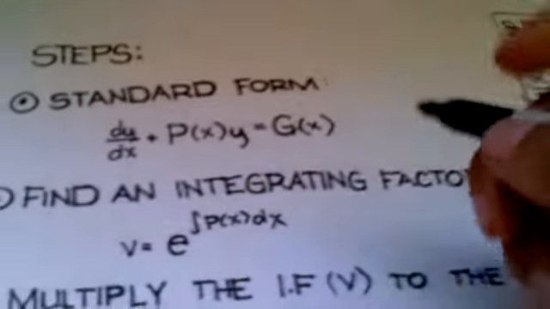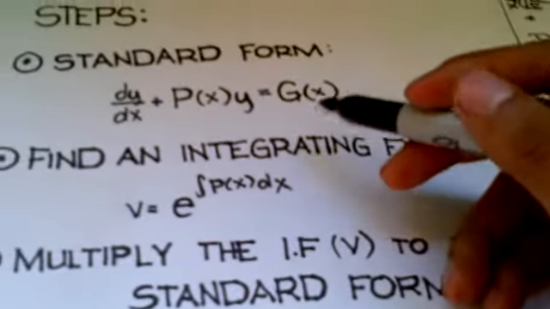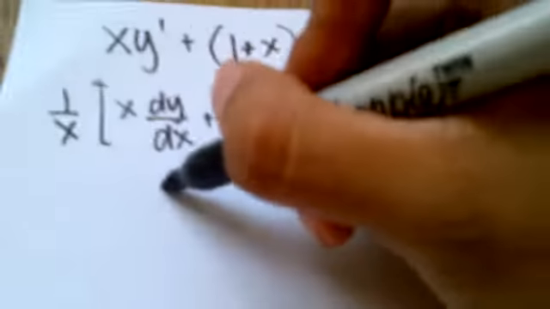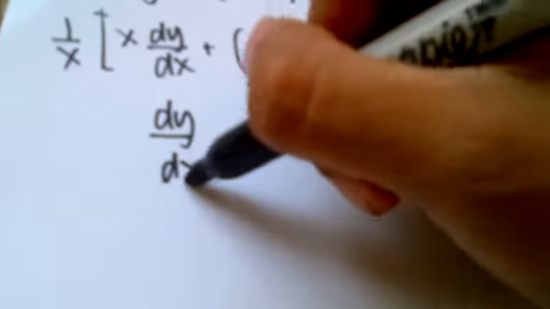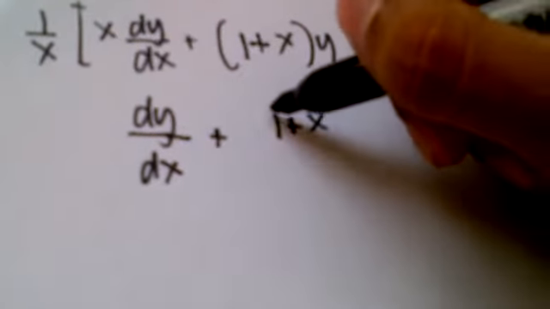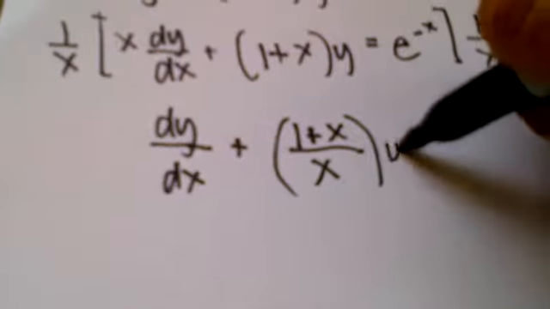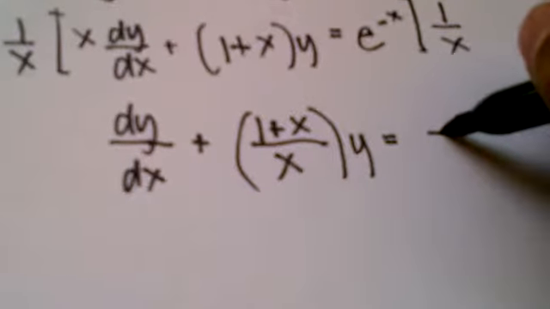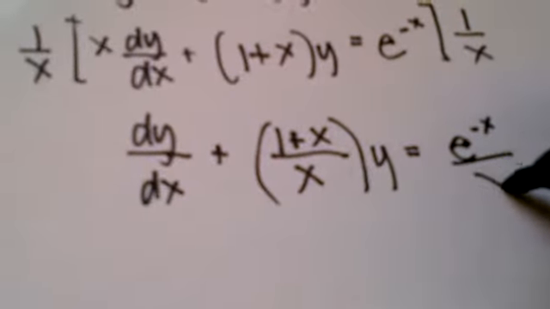So according to our first step, we're gonna simplify the equation to the standard form. So by dividing the given equation by x on both sides, we have dy over dx plus 1 plus x over x times y is equal to e to the negative x over x.